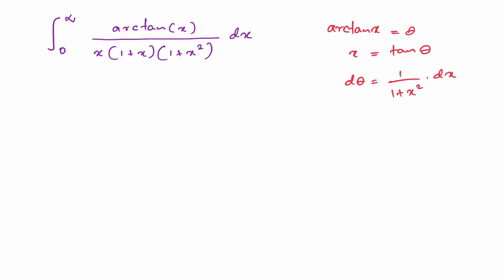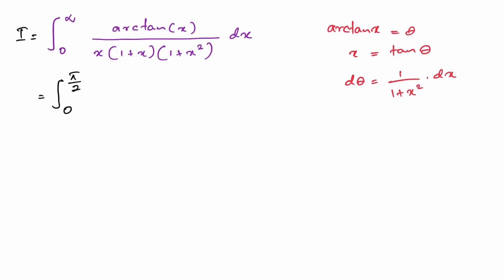Let's take our integral equal to I. Then we know I is equal to the integral. Now we should change the boundaries. When x approaches 0, we know theta also approaches 0. When x approaches infinity, arctan of infinity we know is pi over 2. So the upper boundary is pi over 2.